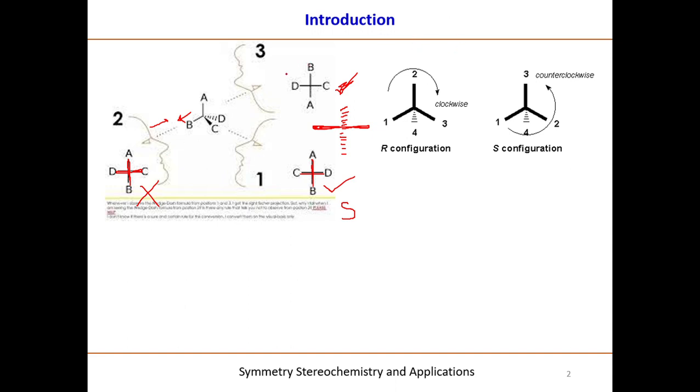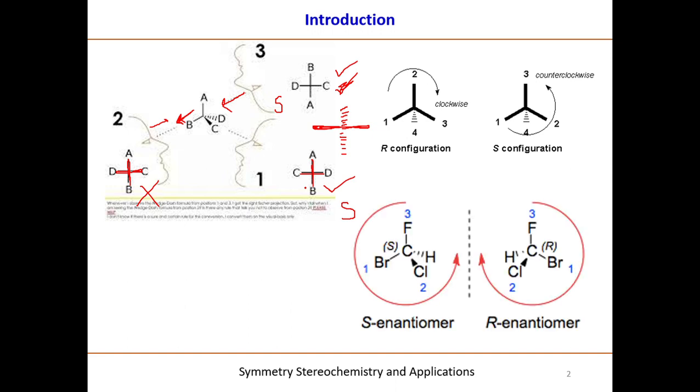Now in the third case we are looking from this side. So here you can see B is going away from the viewing position, and C and D are coming above the plane. That means this representation is also correct, and the correct configuration of the molecule is S. S means counterclockwise. I hope all of you are clear here. Then we will discuss some questions based on this topic.